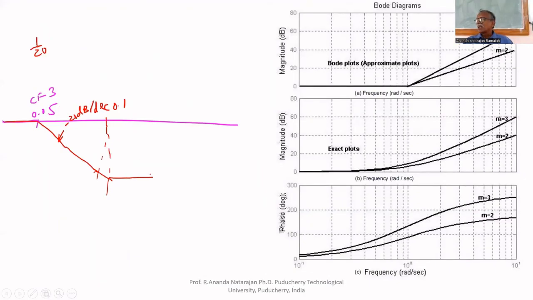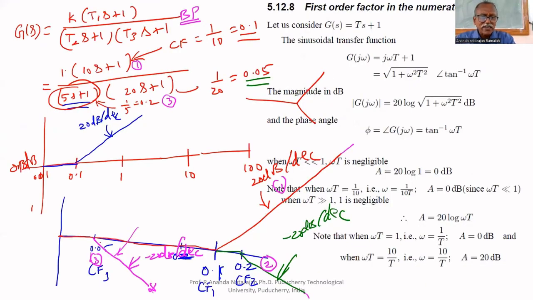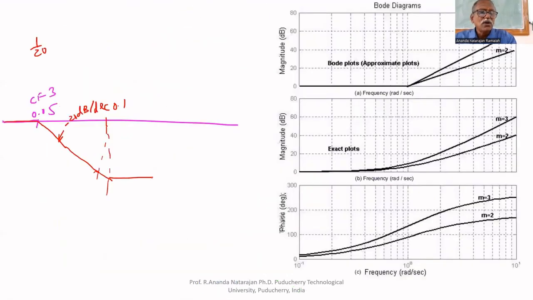Why does it become horizontal? For this factor, it decreases. For this factor, after 0.1, it increases. Both are at the same speed. One is increasing at the rate of 20 dB per decade, another one is decreasing at the rate of 20 dB per decade. If you add these two speeds together, what is the speed? 0. There is no change in speed. That's why the slope becomes 0 dB per decade.